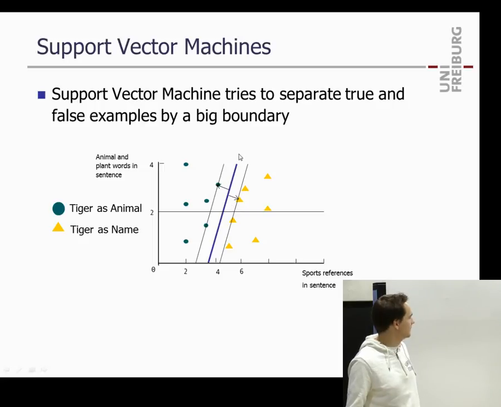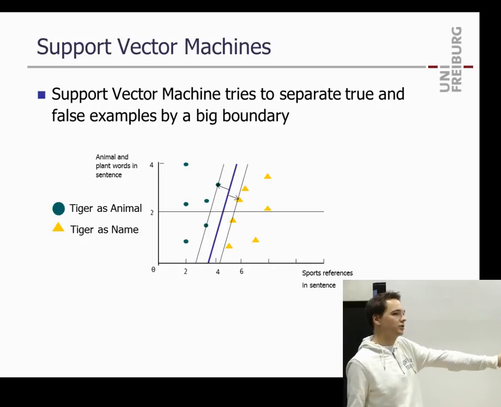What's each dot now? I'm confused. These dots are occurrences of the word tiger when it is meant as an animal. So you have tiger appearing somewhere here, and in this sentence there were, it's not a very realistic example, 5 sports references and 3 animal and plant words, and it was actually an animal. So each marker is a sentence? Each marker is an occurrence of a word. Well, each word occurs inside a sentence.